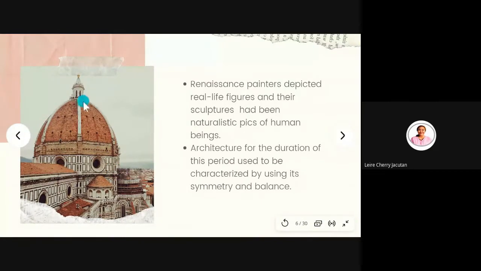And din yung balance is yan, di ba? Parang lahat ng mga bagay na ito, yung context ng pagkakaroon ng mga dome, yun, nagbibigay siya ng idea of balance.